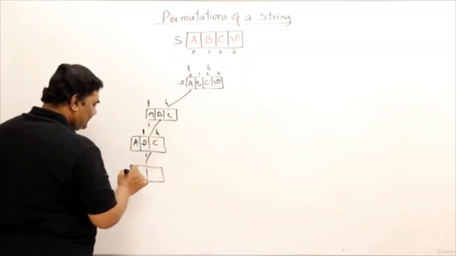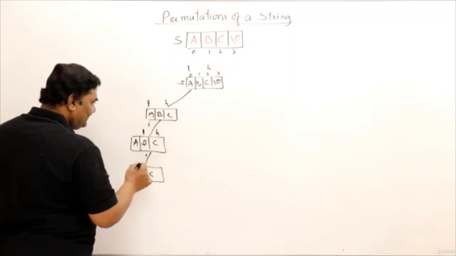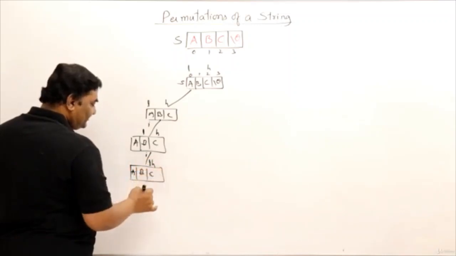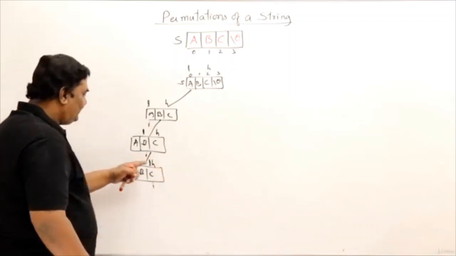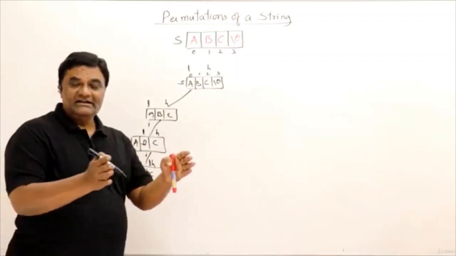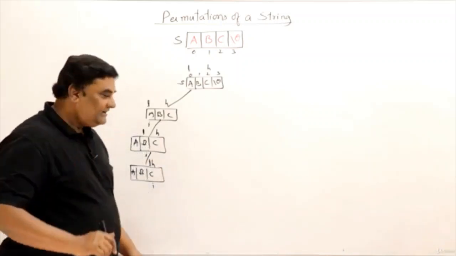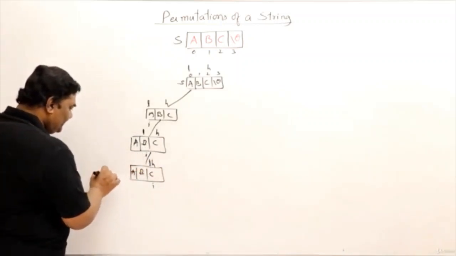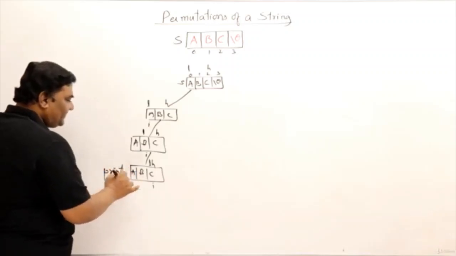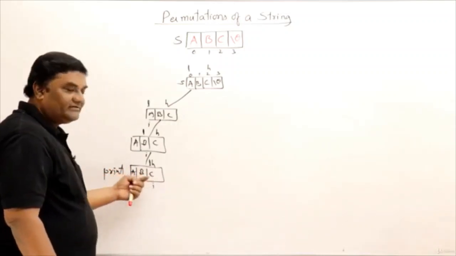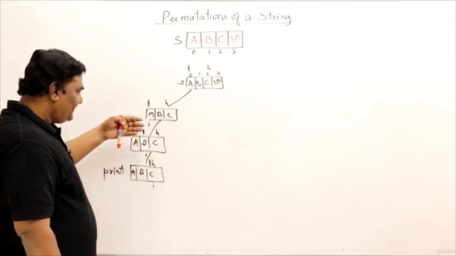Then call again itself. Here is A, here is B and here is C, with L and H, and now I. Right now L and H, low and high, are equal. So don't swap anything. Print this result. So we will be printing here. Print this one. Now go back to the previous call.